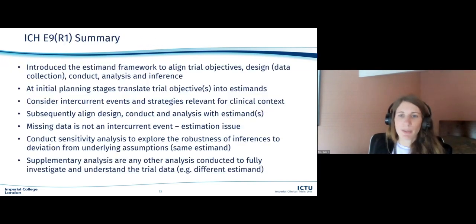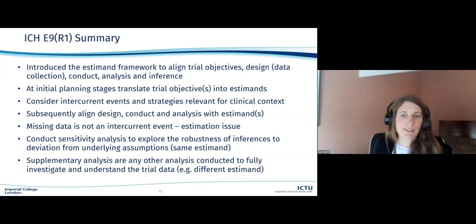So to sum up here, then the addendum we've seen introduces sequential framework and language to promote alignment between trial objectives, design, data collection, conduct, analysis and inference. So it all starts at the initial planning stages for a trial when the trial objectives should be transformed into estimands. So doing this does require careful consideration of intercurrent events and strategies as relevant for the clinical context. So subsequently, trial design, conduct and analysis can be aligned with the estimand.